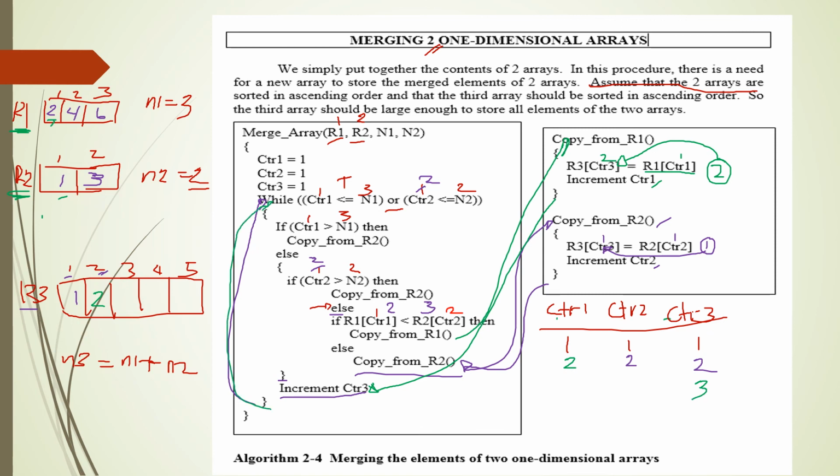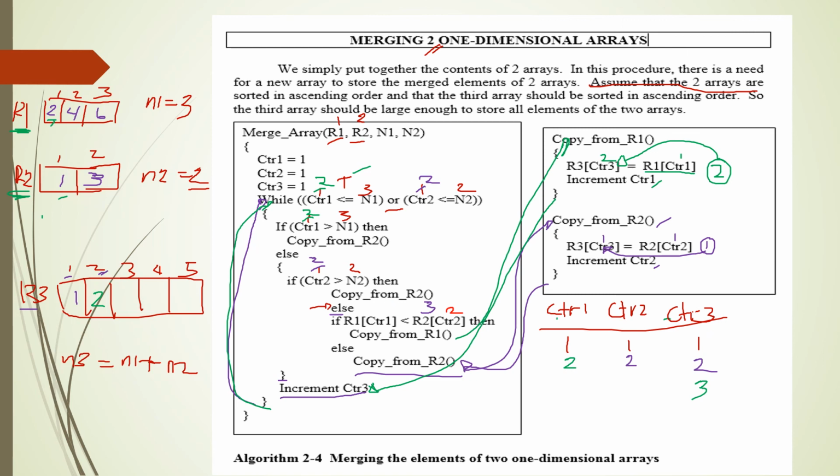Okay? So, counter 1 will now be 2. Is 2 less than or equal to 3? Again, it is true. Therefore, if counter 1 is, the value of counter 1 is 2. Is 2 greater than 3? Very good. False. So, kung false yan, counter 2, CTR2 is still 2. Is it greater than 2? False. Very good. So, kung false yan, counter 1, R1, counter 1.